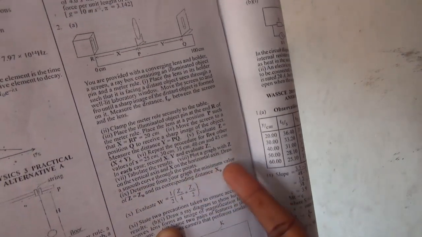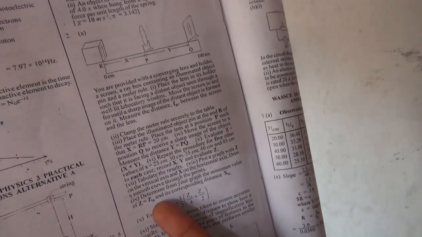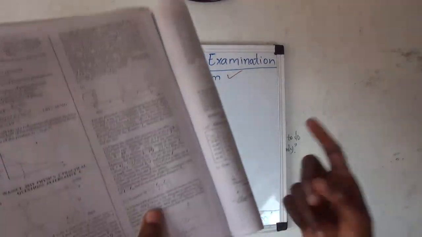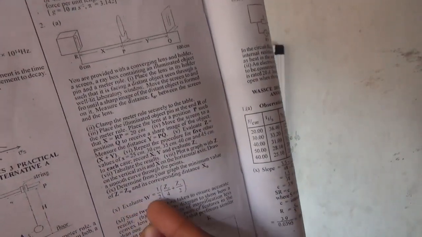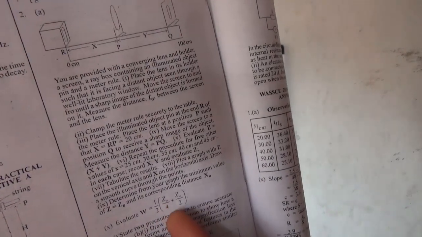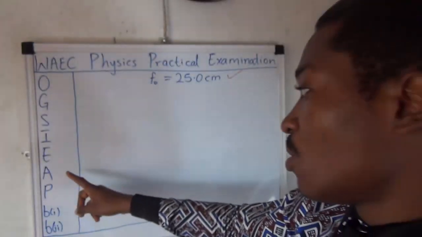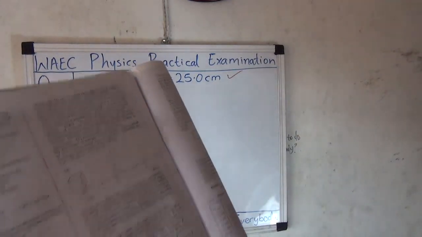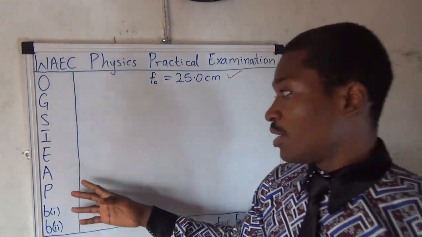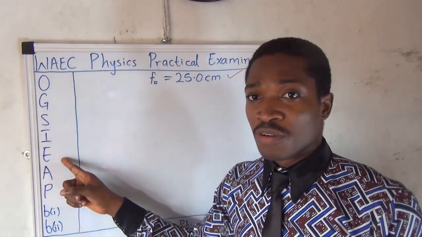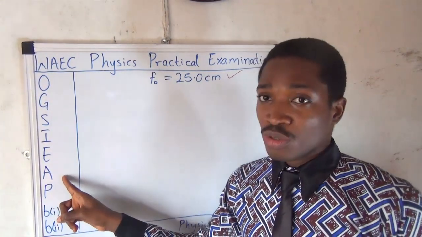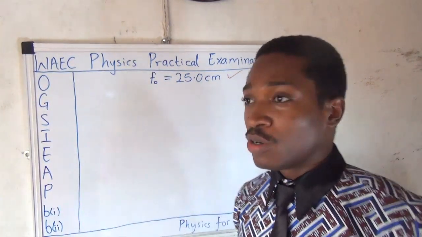Determine from your graph the minimum value z equals z naught and its corresponding distance x naught. That is your intercept. Evaluate w equals half open bracket z naught over 4 plus z naught over 2. That is your evaluation. From your values, you'll be graded, and whatever you get from your evaluation will be used to determine your accuracy. That you wouldn't know, but it will be done while grading your work.